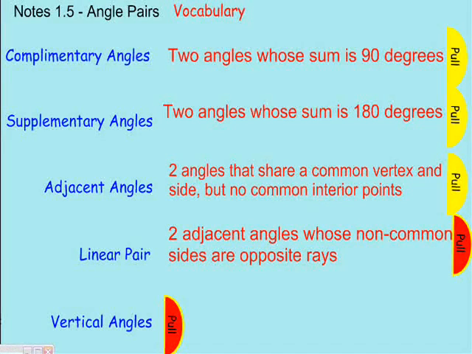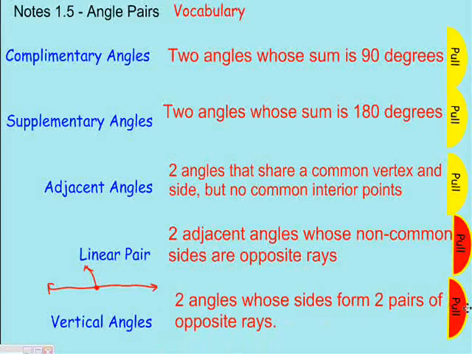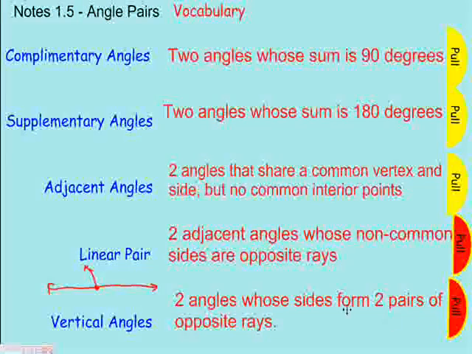In other words, if I were to draw them to make you understand a little bit better, I've got a straight line, just pretend it's straight, we all know, and I've got two angles. These two angles right here would be a linear pair because here are their non-common sides and they are opposite rays. And then finally I have vertical angles, which are two angles whose sides form two pairs of opposite rays.